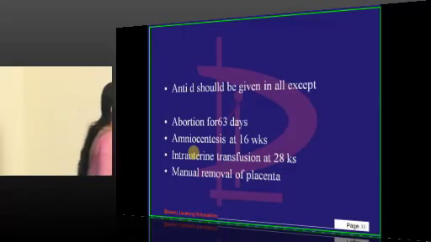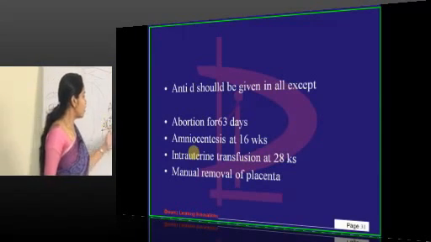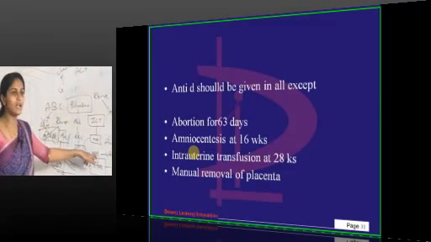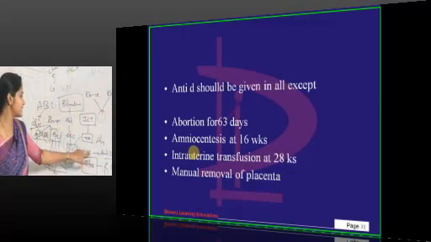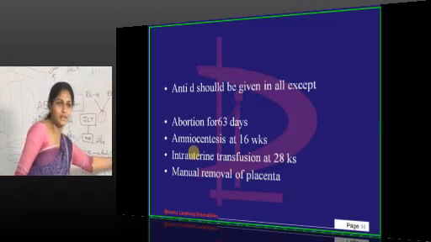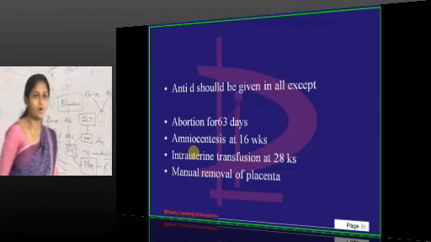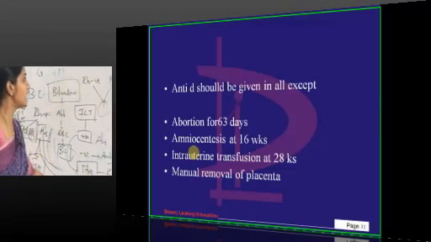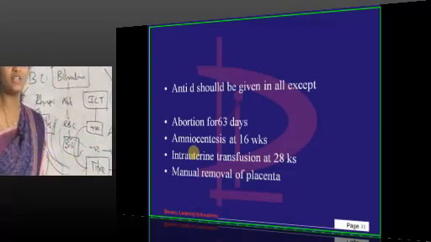So simple. The question is so simple. Anti-D should be given in all except. So when are we going to give anti-D? If the ICT is negative, then we give anti-D at 28 weeks, and once again at term delivery. If the ICT is positive, then we go through the other process: we measure the titer, then repeat amniocentesis, then cordocentesis, everything.